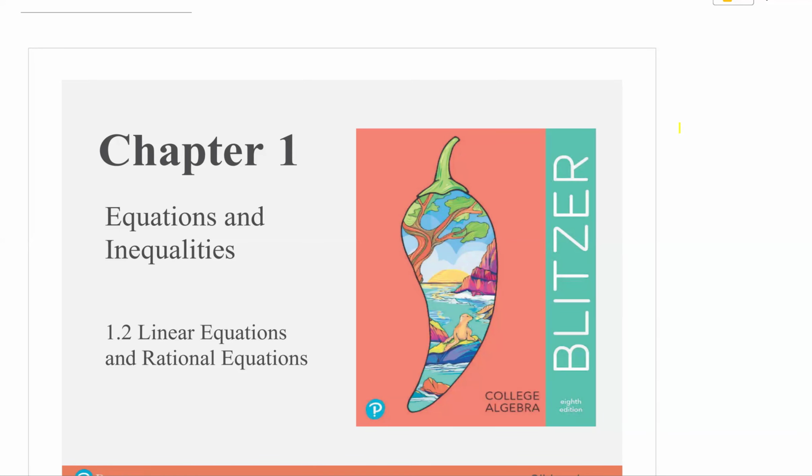We're back. Chapter 1, Section 1.2. Now we're going to talk about linear equations and rational equations. So I promised we'd come back to graphs of lines, and here we are. It didn't take long. Here we are.